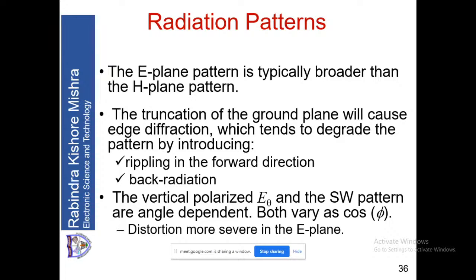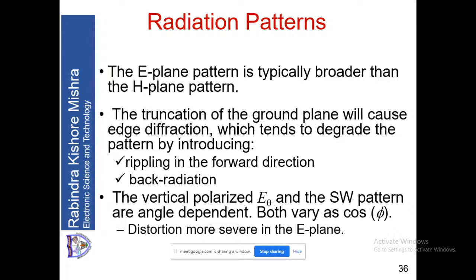The ground plane, as you know, is of finite length. We cannot have an infinite ground plane. So we have a finite ground plane, which means the ground plane is truncated. The truncated ground plane causes edge diffraction. At the edge of the ground plane, there will be diffraction of the field. So the fields that exist at the edge will be diffracted. Because of the diffraction, they will degrade the radiation pattern by introducing ripples in the forward direction in the radiation pattern and some back radiation. That comes because of the finite ground plane.